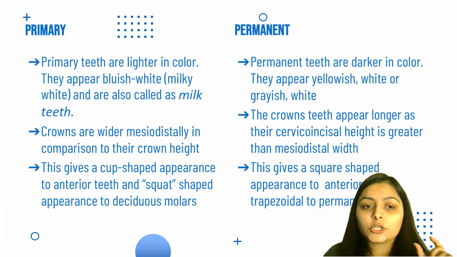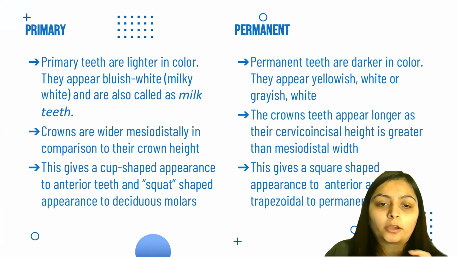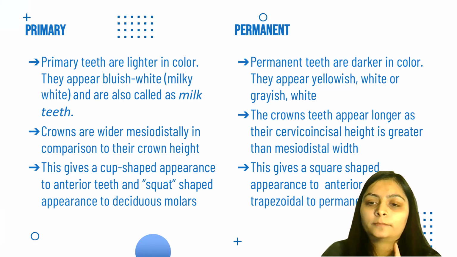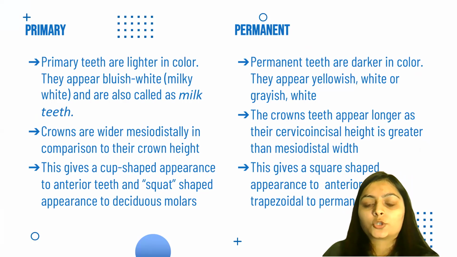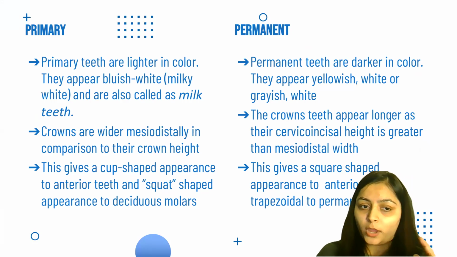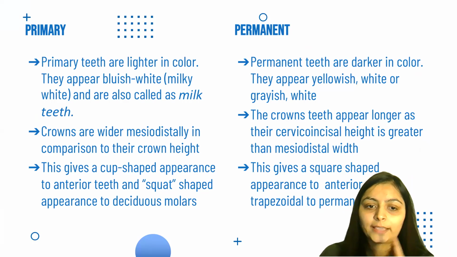Crowns are wider mesiodistally in comparison to their crown height for primary teeth, and it is the opposite for permanent teeth, where the cervicoincisal height is greater than the measured mesiodistal width. Cusp-shaped appearance to the anterior teeth and scoop-shaped appearance to the deciduous molars.